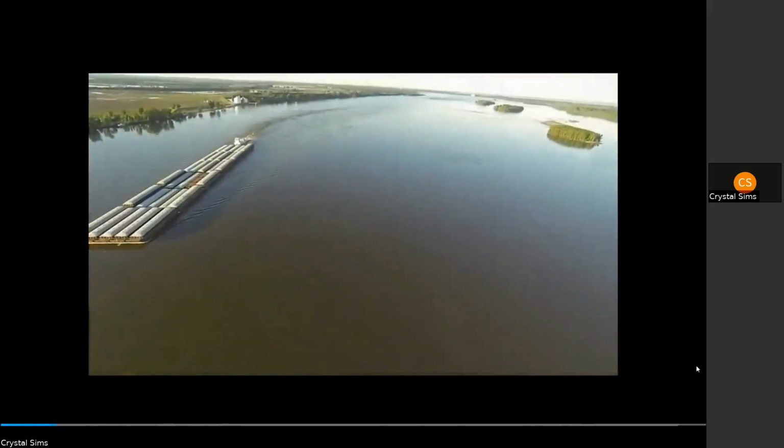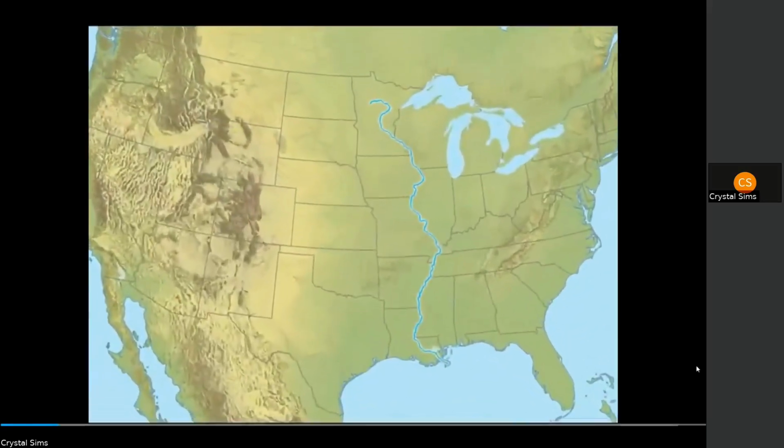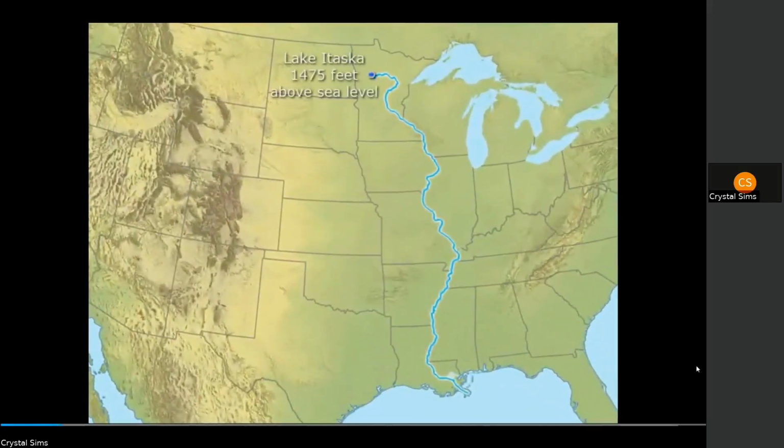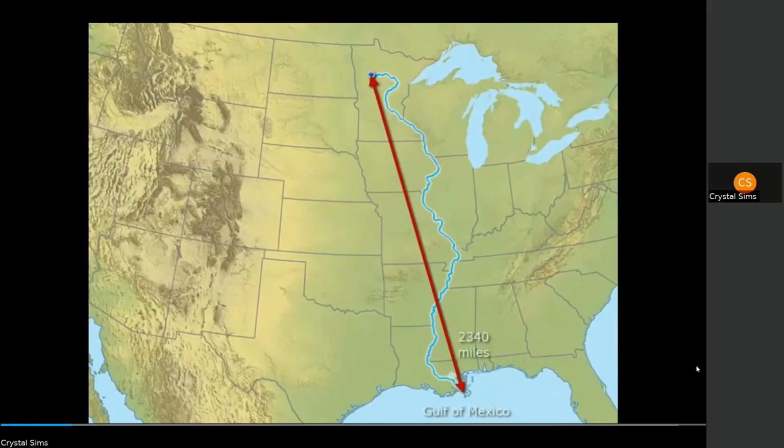The Mississippi's official source, or headwaters, is Lake Itasca, 1,475 feet above sea level in northern Minnesota. Let's travel downstream, 2,340 miles to its mouth where the river empties into the Gulf of Mexico.